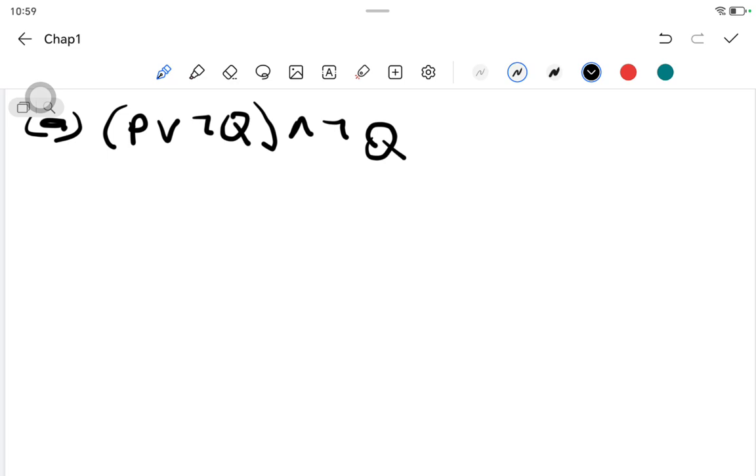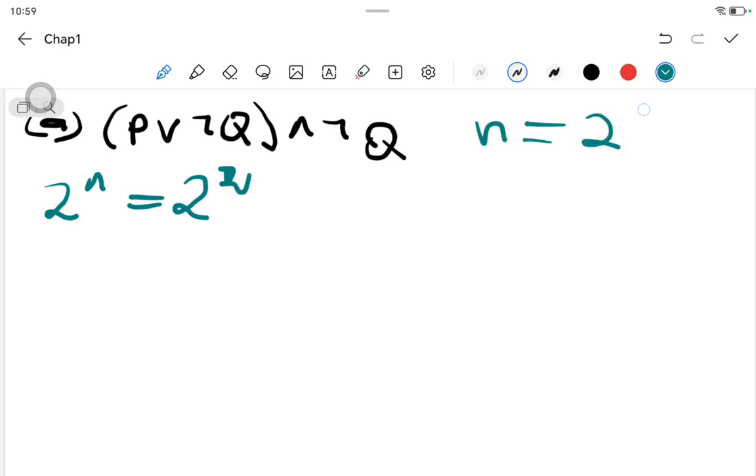Two, right? P and Q. So since we have two statements, our formula says two to the n. We plug in two, so n is equal to two, and this will be four.